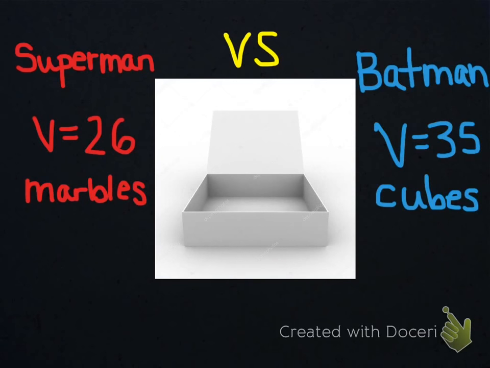Well, when we use different items, the rectangular prism might be able to hold more or less of something. Remember, these aren't exact volumes. They're approximate or close to the real thing. The cubes must have been smaller than the marbles, so Batman was able to fit more in. That's why he got a larger volume. Now, the question is, who was closer to finding the exact volume?